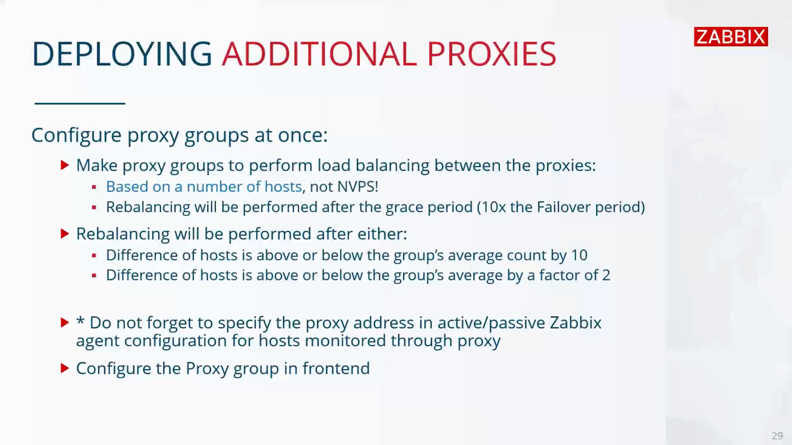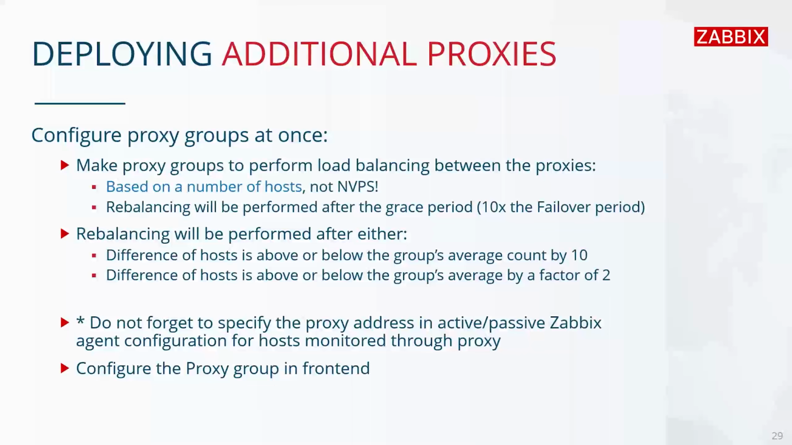This can work for load balancing between the proxies. This balancing is performed based on a number of hosts, not on new values per second, and it will be performed after the grace period of 10 times the failover period. And it will also be rebalanced if the difference of hosts above or below the group's average count is by 10 or 2 times. Also, do not forget to specify the proxy address in your active or passive Zabbix agent configuration for hosts monitored through proxy.